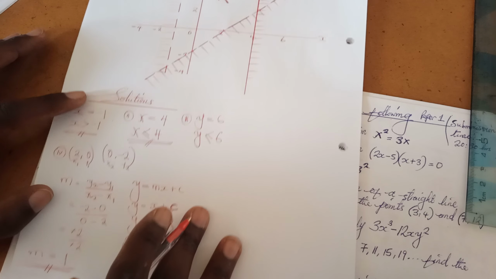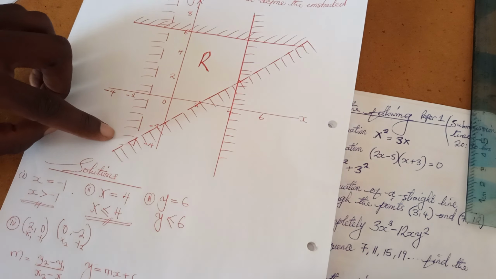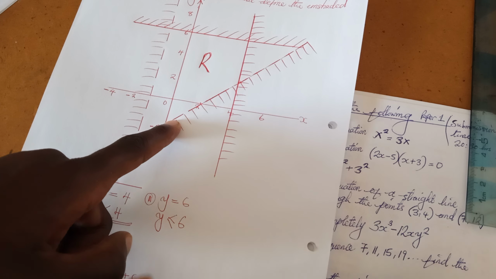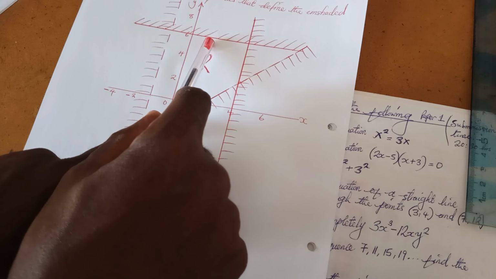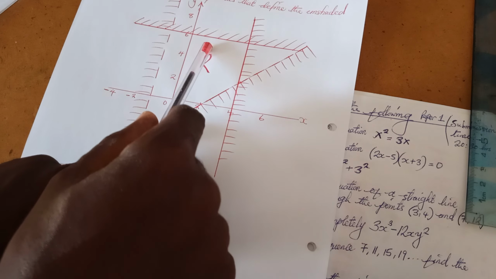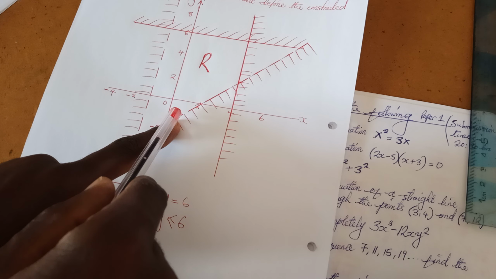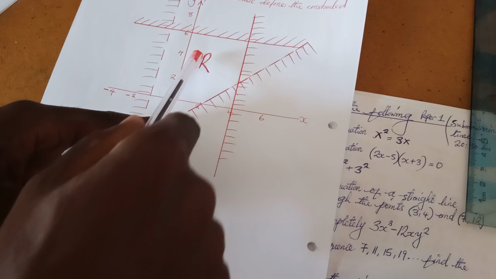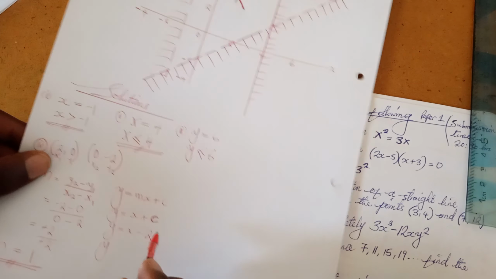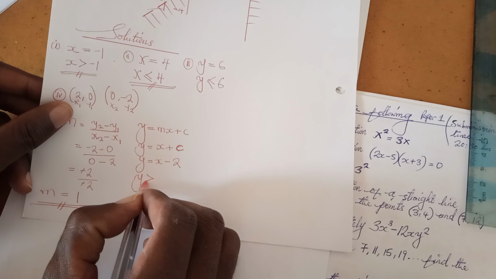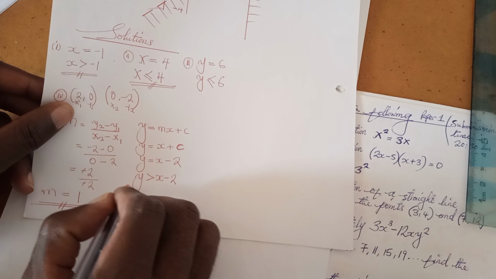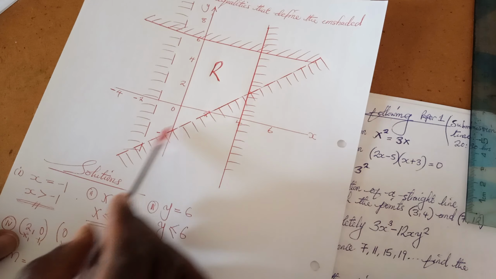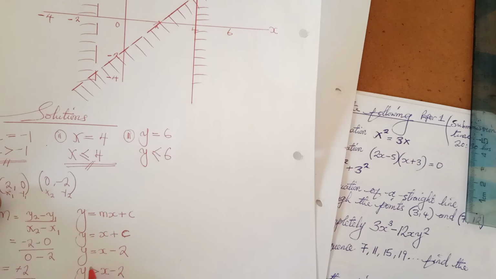Therefore, let's go to our line. As you can see, this is a dotted line. So when we stand on this line, where is our R? Our R is up there. And when we are going up, the numbers are getting bigger. So y is greater than x minus 2. Like that. We have said greater than because it is a dotted line. If it was a solid line, we would have said greater than or equal to.